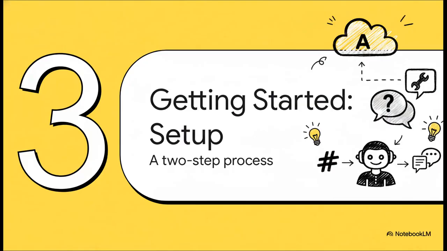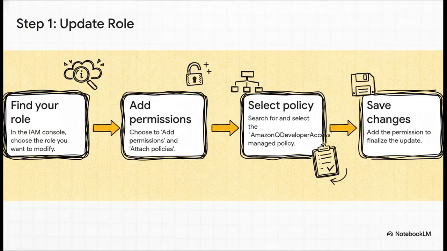Okay, so you're ready to give it a shot? How do you get it set up? It's actually a really straightforward two-step process to give Amazon Q the permissions it needs to start helping out in your chat channels. So step one is all about permissions. You're going to go into the AWS IAM console and attach a pre-built policy called Amazon Q Developer Access to the role your chat client uses. Think of an IAM role as like giving an app a specific set of keys. This managed policy makes sure Q gets the right keys for read-only access to your AWS environment so it can securely answer questions about your resources.